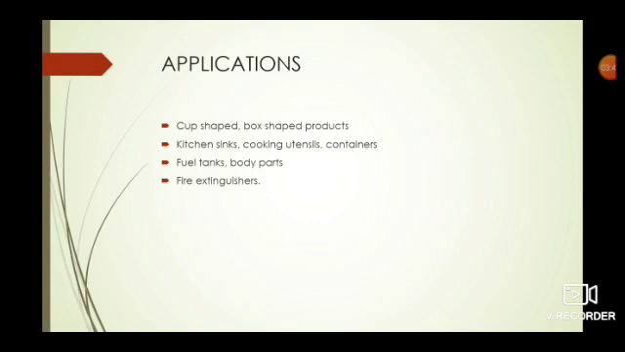This process can be used to make cup-shaped, box-shaped or any other complex-shaped products, especially hollow parts. These are used in making kitchen sinks, cooking utensils, containers such as for food and beverages. It is also used in the automobile industry for making fuel tanks, body parts, etc. The cylinders for fire extinguishers are made using deep drawing.